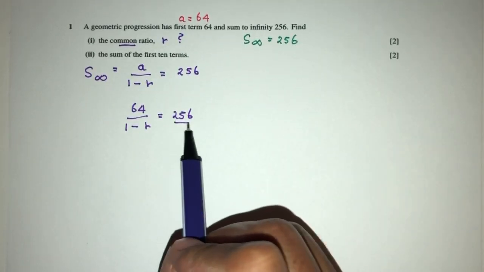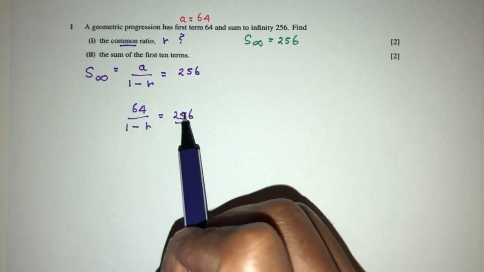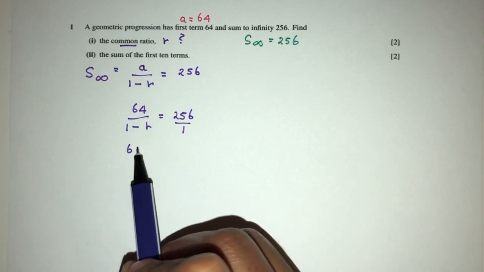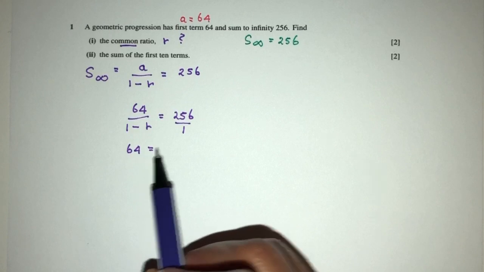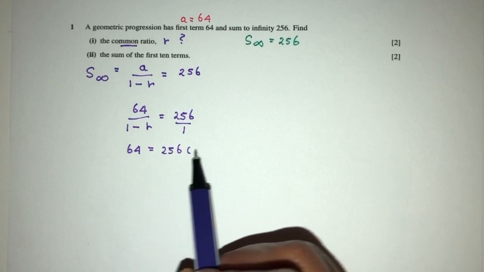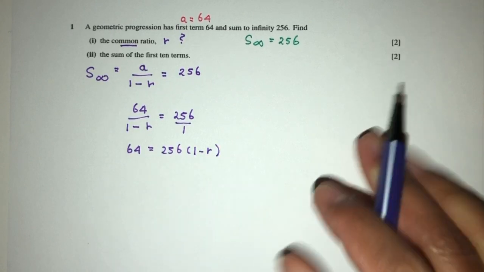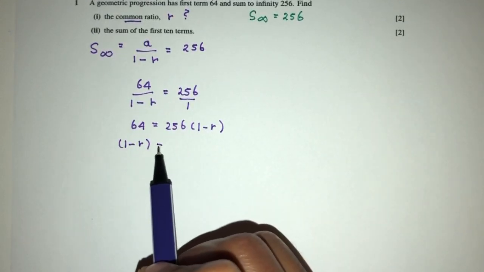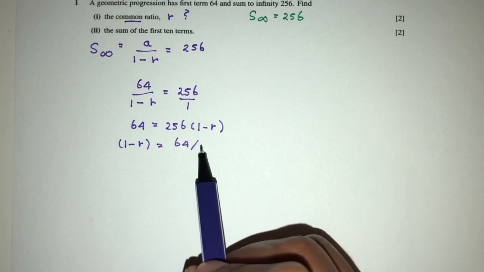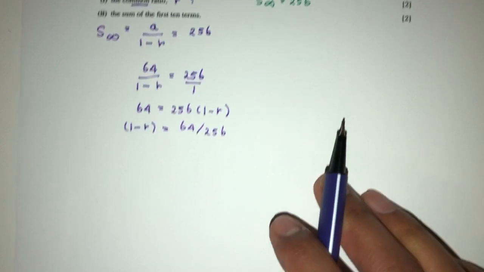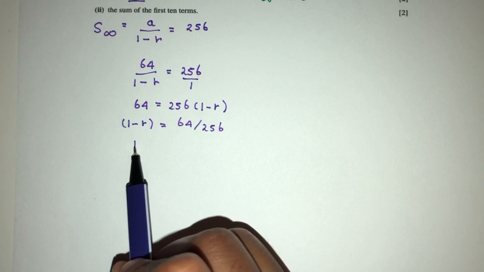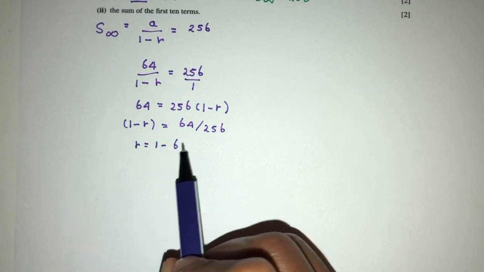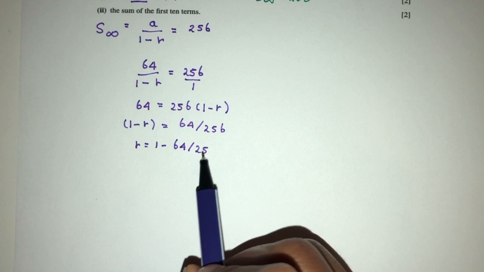Now we can just cross multiply to see what happens. So sending this over here, you will have 64 is equal to 256 times 1 minus r. And then we can make this the subject. So 1 minus r will be what? It will be 64 divided by 256. Exactly. Now r will be 1 minus 64 over 256.